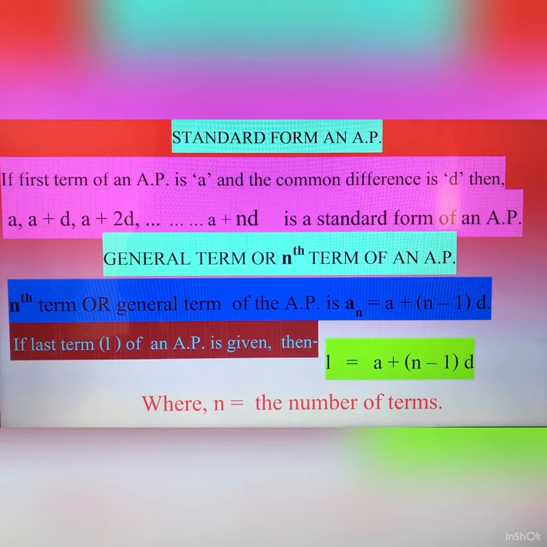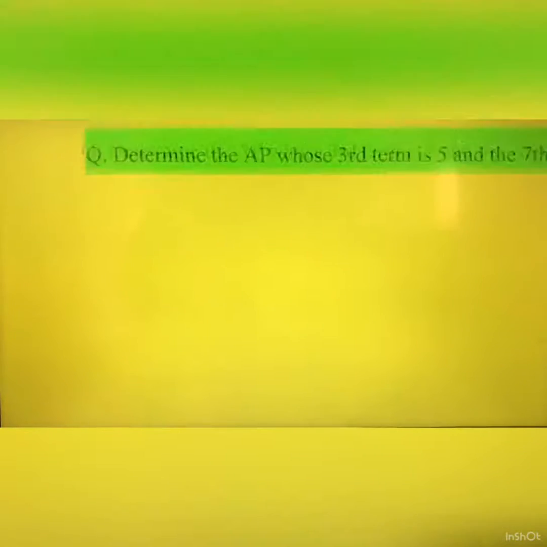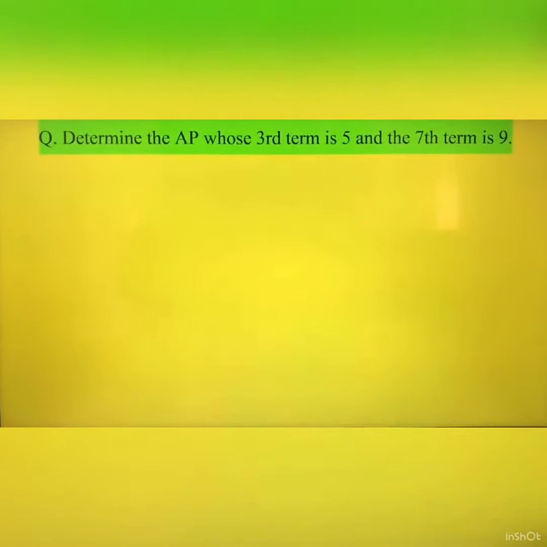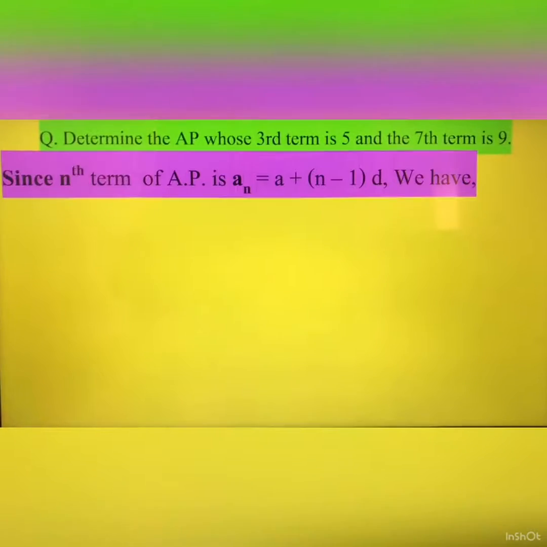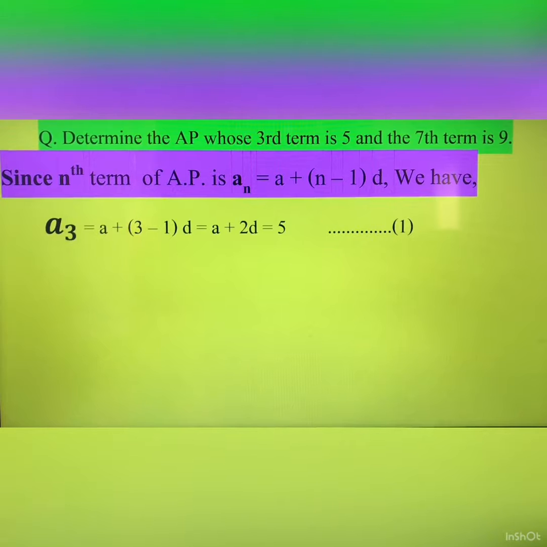Let us understand the application of the general form of an AP with an example. Determine the AP whose third term is 5 and the seventh term is 9. So here the requirement is to find the AP. Since the nth term of an AP is an equal to A plus n minus 1 into D, we will get A3, which is given as 5. And A3 is defined by A plus 3 minus 1 into D, where A is the first term of the AP and D is the common difference of the AP.